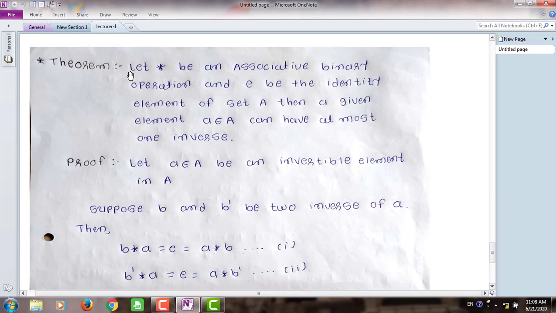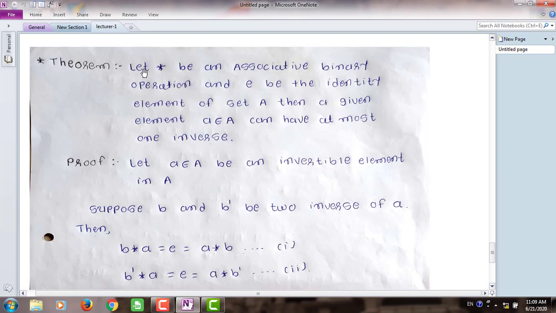Next theorem statement: let star be an associative binary operation and e be the identity element of set A. Then a given element a belonging to A can have at most one inverse. It means a unique inverse.